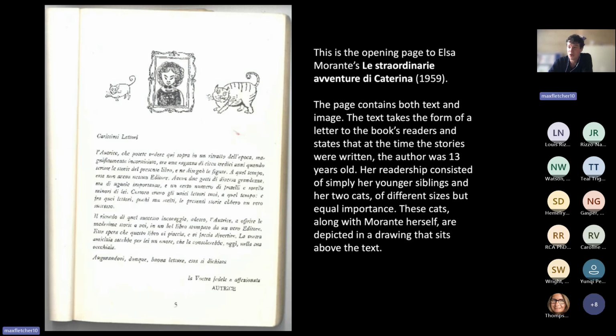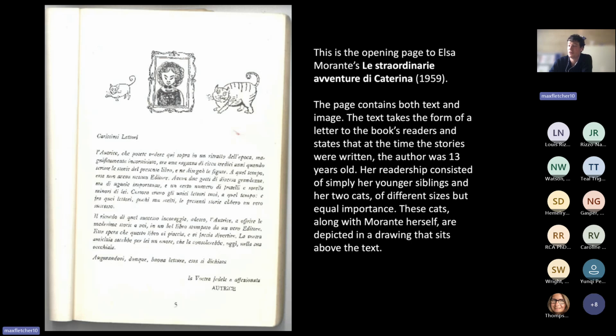The text below the portrait sets up the book's framework. It tells us that the writer, Elsa Morante, was roughly 13 years old when the stories were written. She describes how she had no publisher. Her audience consisted of just 2 cats and a certain number of younger brothers and sisters. As the image shows us, the cats were of different size but equal importance.